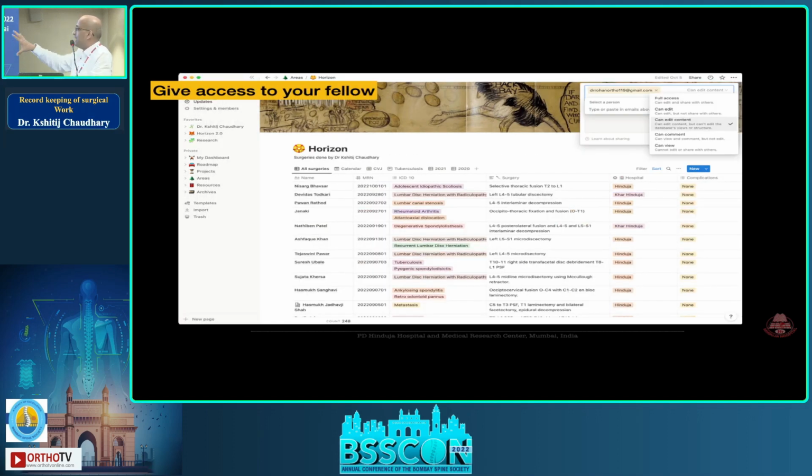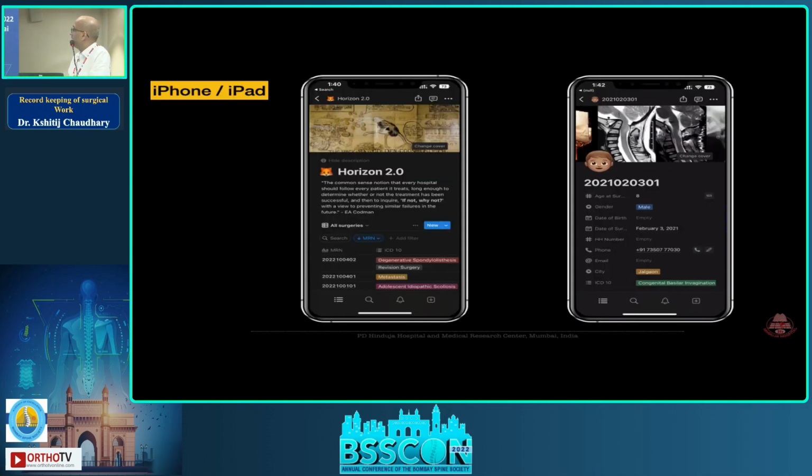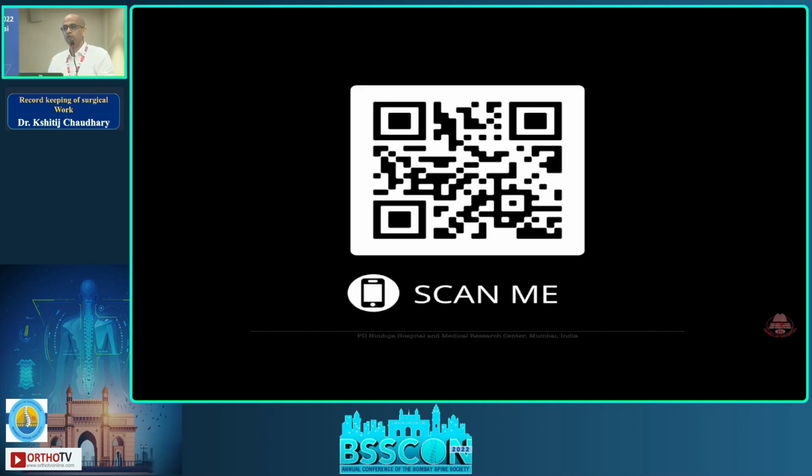And you can give access to this database to your fellow. The fellows at Hinduja do this for keeping a database of patients, and they can access the content. Obviously it's available for iPhone, iPad, Android, Windows, everything. So whichever device you have, you can flip out your phone and immediately type in that data.